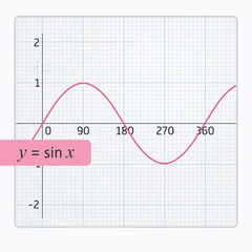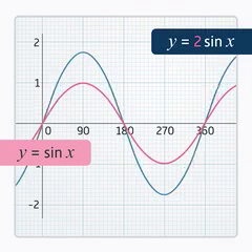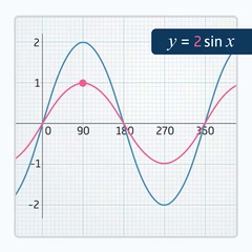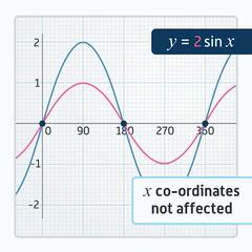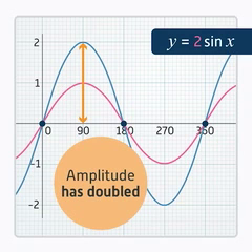Now, if we multiply the graph of y equals sine x by 2, giving y equals 2 sine x, what do you notice? The maximum value has risen from 1 to 2, and the minimum has decreased from -1 to -2. However, the x-coordinates of the intersections with the x-axis have not been affected. Basically, the y-coordinates throughout the graph have been doubled, meaning the amplitude has also doubled.